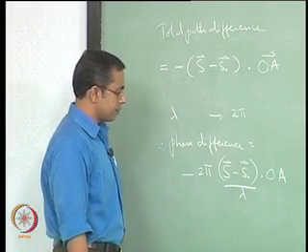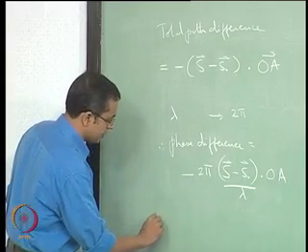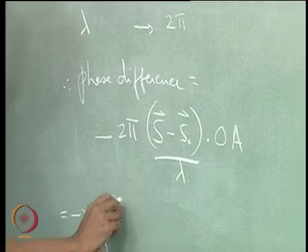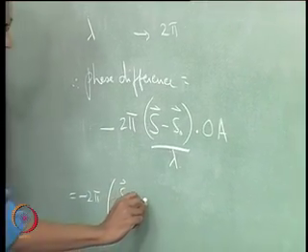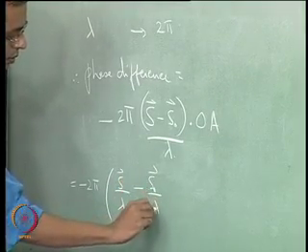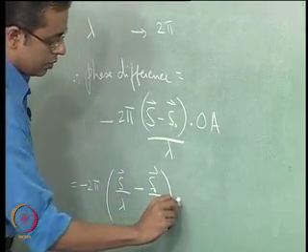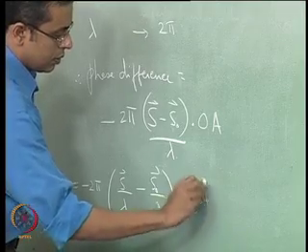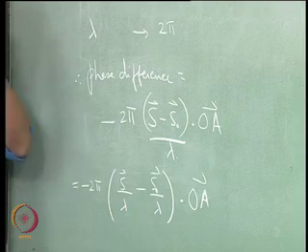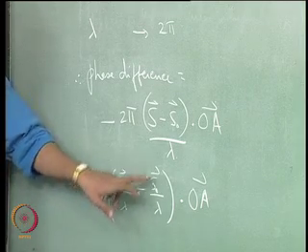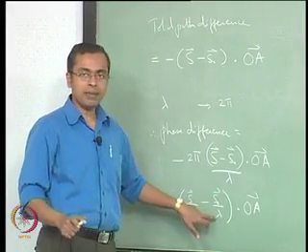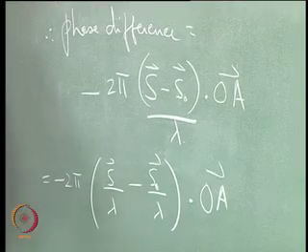So what we will say is we can in fact write this more specifically as minus 2 pi times S bar by lambda minus S naught by lambda. What we need to keep in mind is that this S naught is the direction of the incident wave, and 1 by lambda is the magnitude of it in reciprocal space.